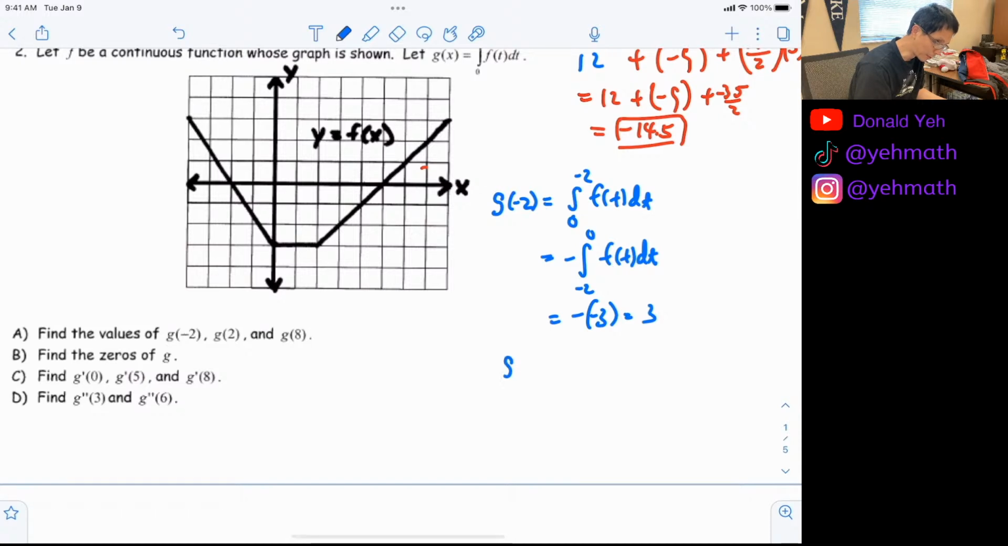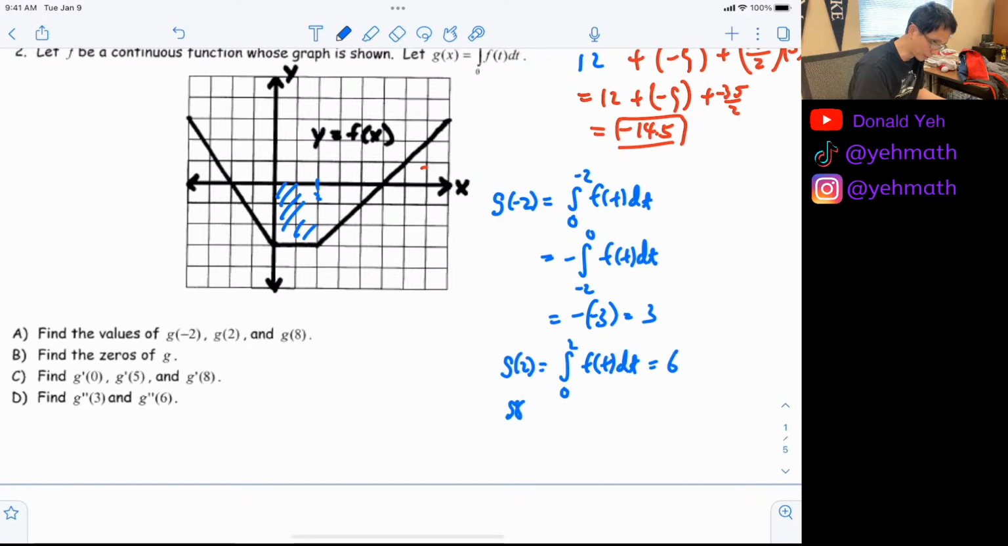Now, if I do have g of 2, then you don't have to change your boundary anymore, so it's going to be 0 to 2 of f(t) dt. That's equal to what? Well, 2 is just 2. This is just this part, which is 6, right?